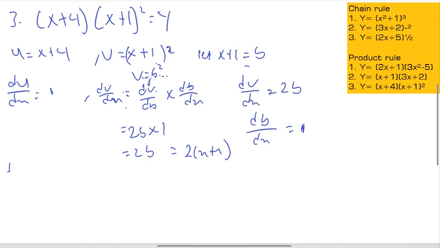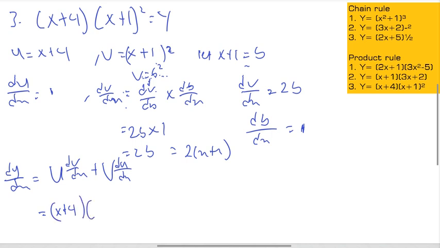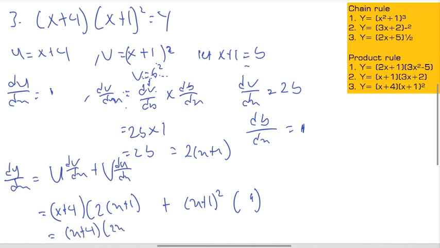So now let's apply our formula. dy/dx is equal to u dv/dx plus v du/dx. So our u is x plus 4. So we have x plus 4, dv/dx is 2 into the bracket of x plus 1, plus our v, which is x plus 1 squared, then our du/dx is also 1. So let me simplify it first. That's x plus 4, here we have 2x plus 2. Then we have x plus 1 squared, so that will be x squared plus 2x plus 1. This is multiplied by 1.